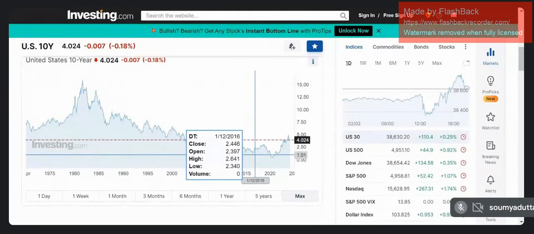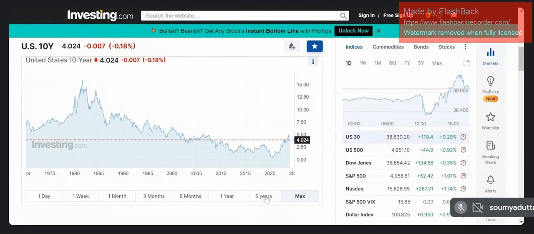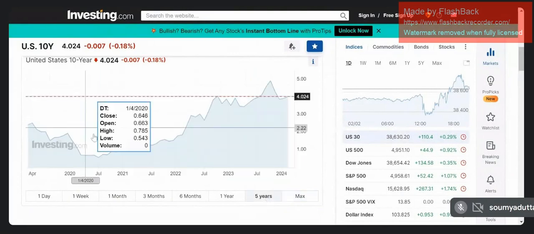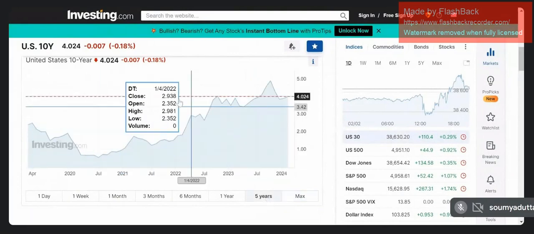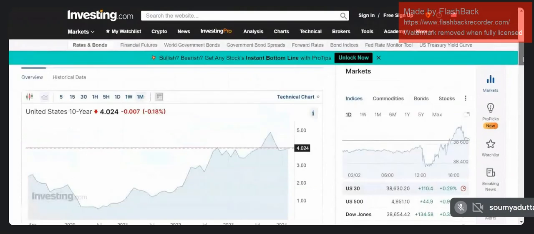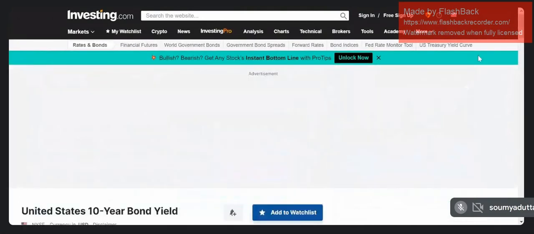Could you please select it for 5 years? 5 year it will show. It's not showing, no? Let me see. It is showing, right? Technical charts or something like that.